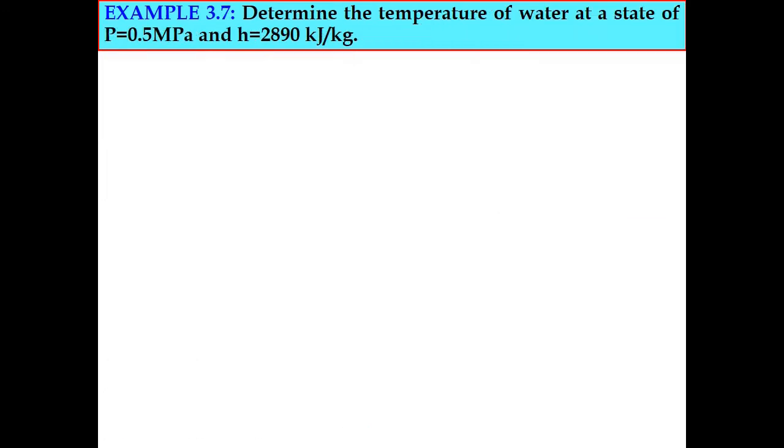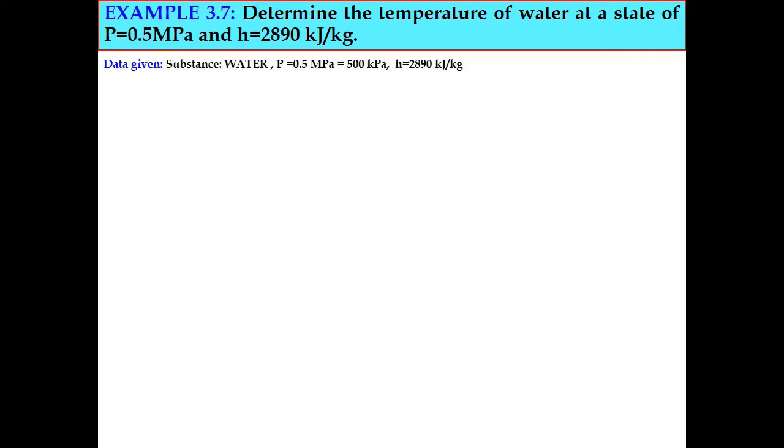Okay, next example 3.7. Now you need to determine the temperature of water at a state of P equal to 0.5 megapascal and also H equal to 2890 kilojoule per kg. So still we don't know exactly the phase that is involved with the problem. The question gives you the data in terms of pressure and also the enthalpy, so we need to use this data to determine the temperature of the water.